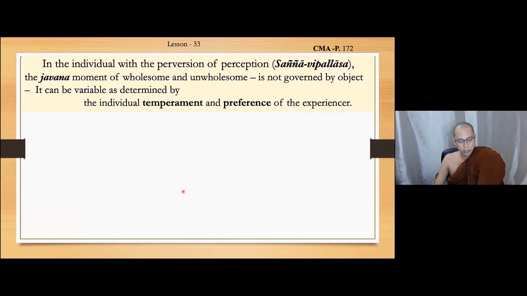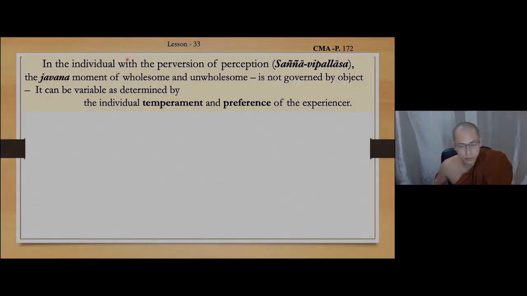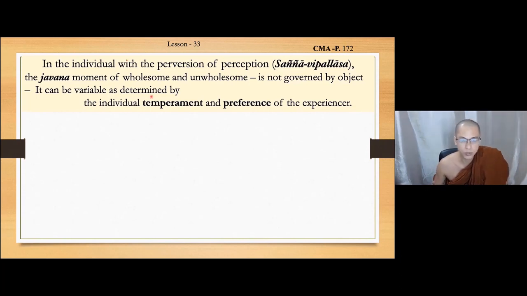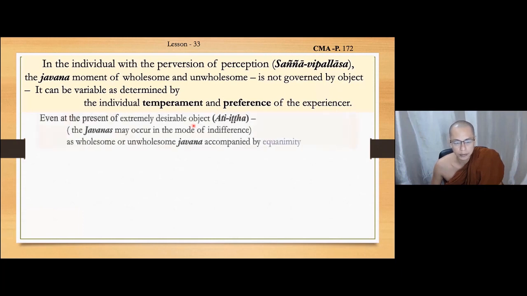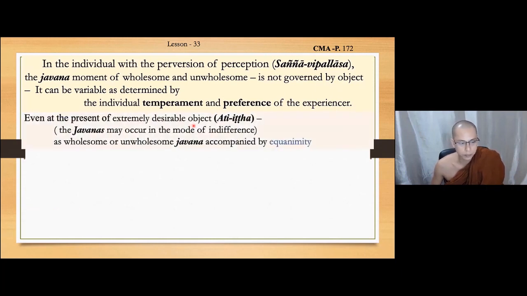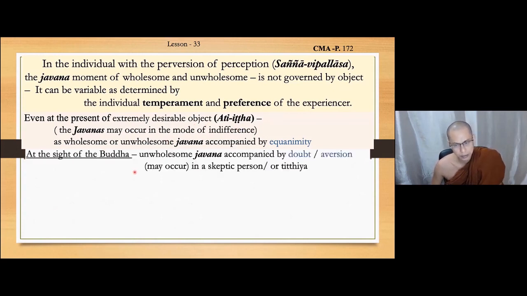Yeah, for those who have the sanya vipallasa, that person, the Puthujjana, especially Puthujjana, and also including the trainees, because in the process of the arhat, it never changed. It never changed because in the process of jhana, the functional jhana arises. After the functional jhana arises, it never changed.